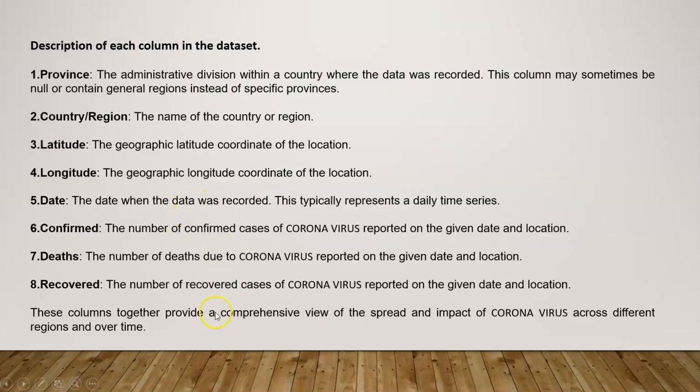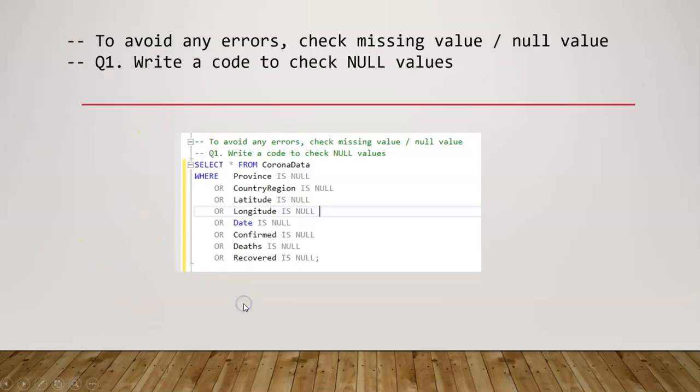Now, these are the columns present in the dataset: province, country, latitude, longitude, date, confirmed, deaths and recovered. All these are the columns along with their information. Let's start with our first query. First of all, we have to check for nulls present in any column of the dataset.